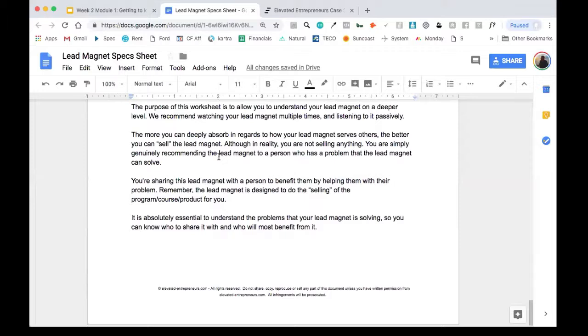Remember, the lead magnet is designed to do the selling of the program, of the course, of the product, of the whatever for you. You are not selling the product yourself. You're never saying, hey, go buy his program, hey, go buy her program. You're never doing that. You're just saying, look, this is really simple.